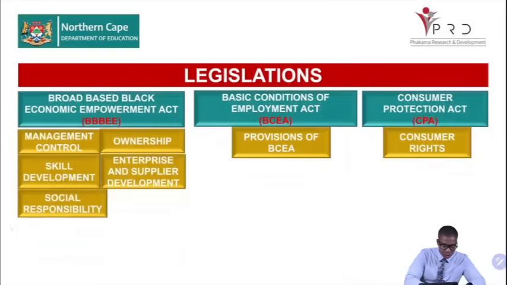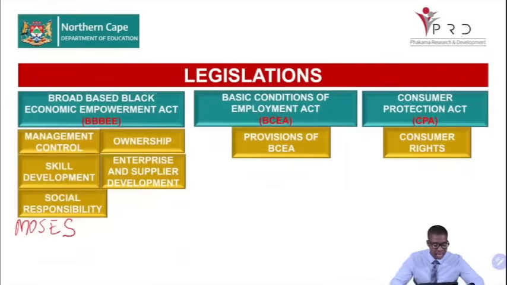This is what I consider to be what Moses, because if you check, you have your management control, you have the O for ownership, you have the S for skills development, you have the E for enterprise and supply development, and you have the other S for social responsibility. So that is your Moses.